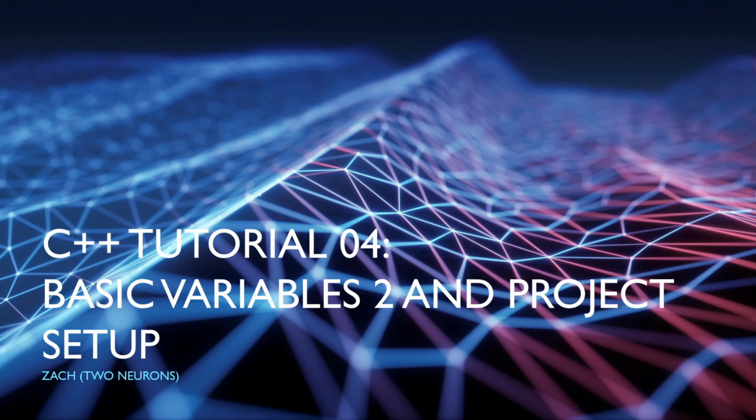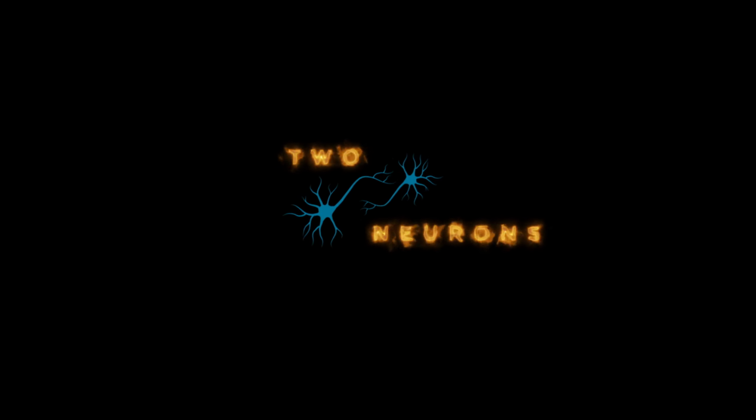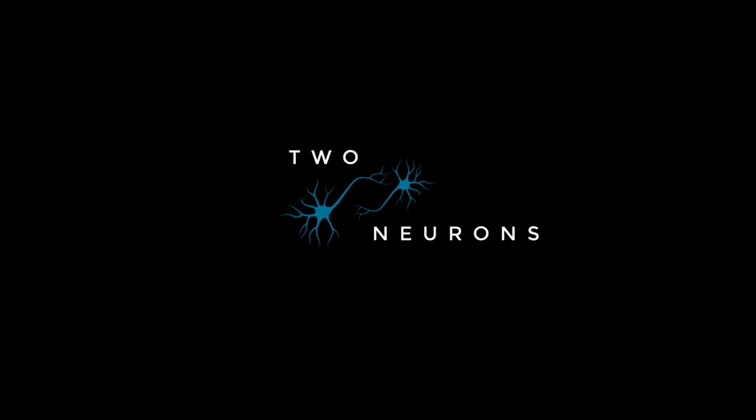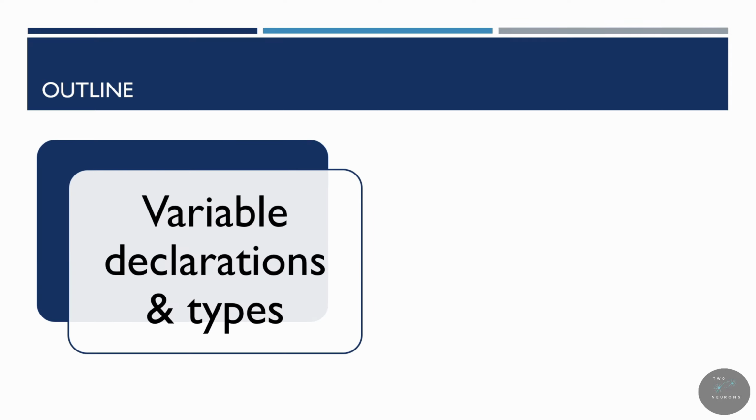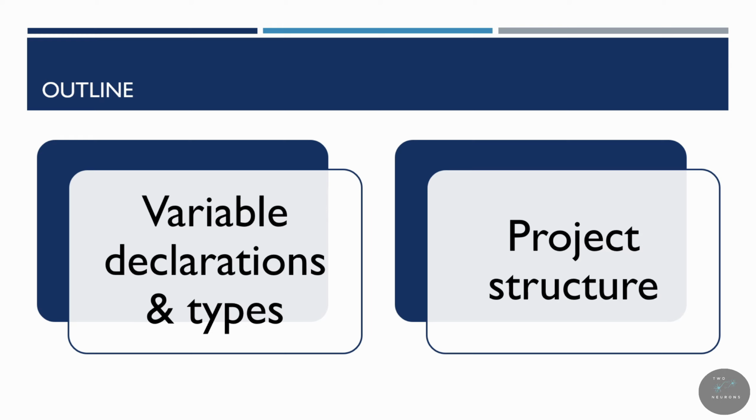In this lesson, we'll go over a bit more on our variables, a bit on project setup with regards to thinking about what we need to consider for game development, and then at the end of this lesson, I'll go over the solutions from last week's challenges. So the outline of this session is we're going to cover our variable and our declaration types. And then we'll talk about project structure.